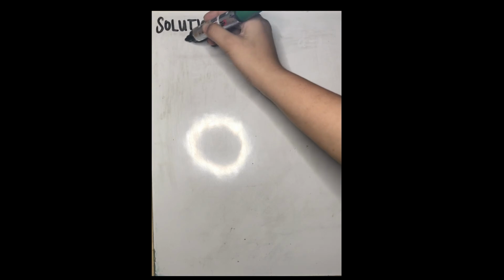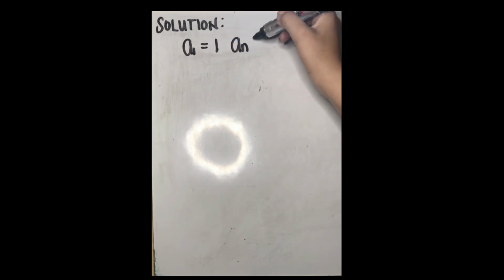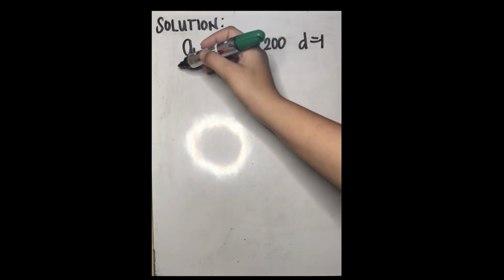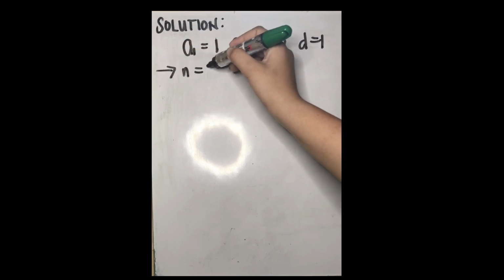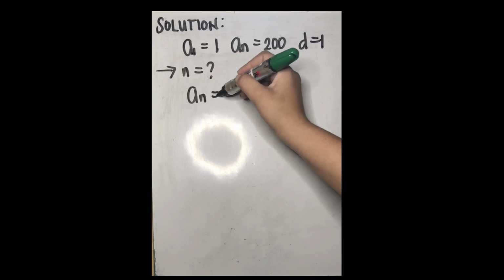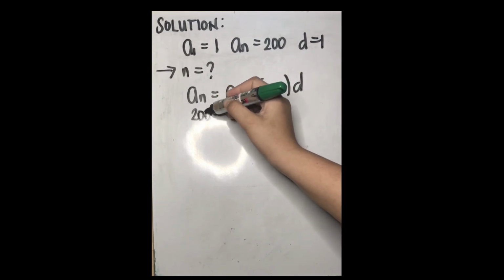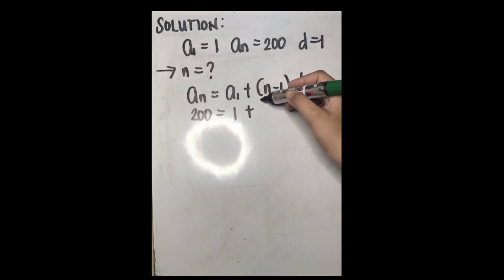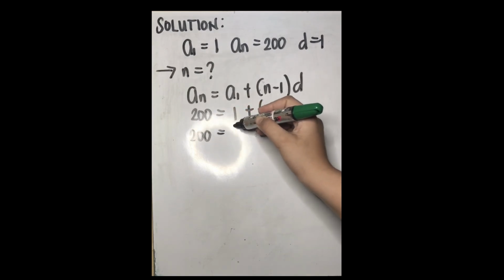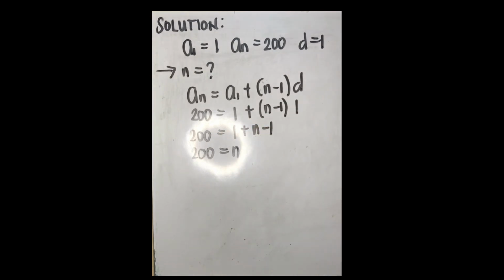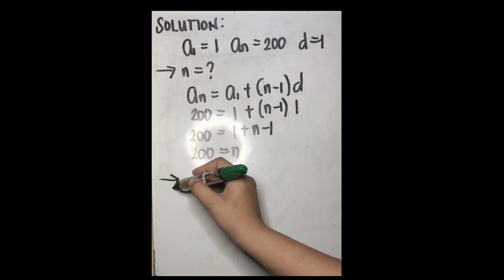For the solution on how to find the sum of the first 200 natural numbers, write down the givens. Obviously, the first term is 1, the last term is 200, and the difference is 1. To find the sum, n, the number of terms, is missing. So let's go back to the formula of the arithmetic sequence, which is a sub n equals a sub 1 plus n minus 1 times d. Substituting the givens, a sub n is 200, a sub 1 is 1, n is unknown, and d is 1. If we continue solving this, n should be 200, because from 1 to 200, those are 200 terms.